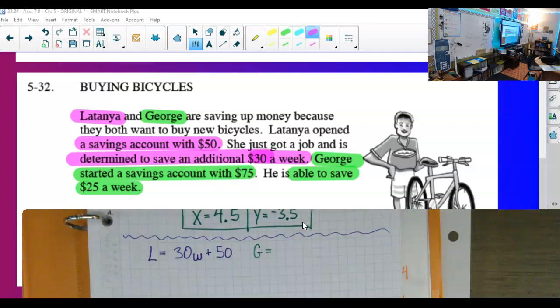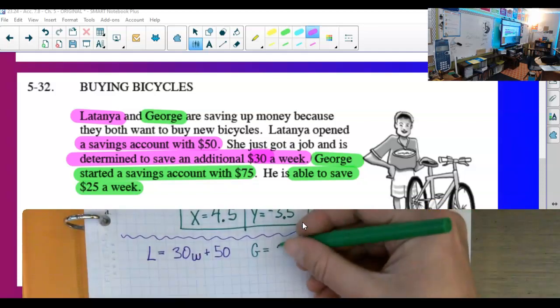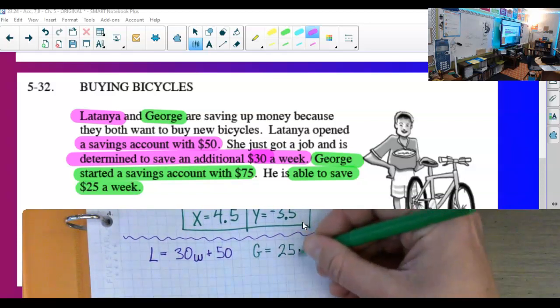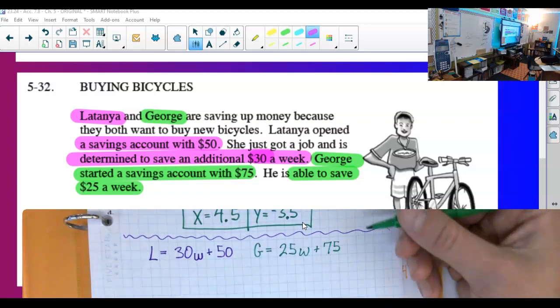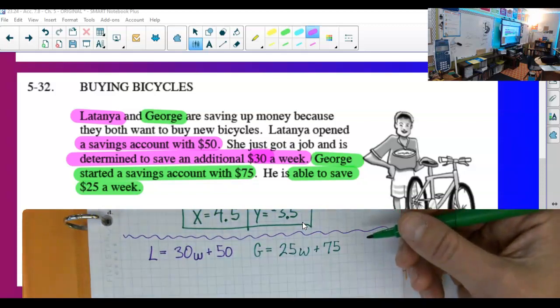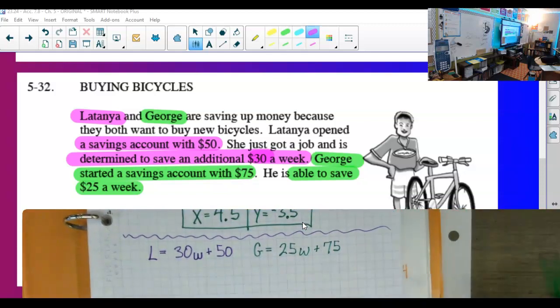Ahmad, what about George? I got 25x plus 75. 25x plus 75. I'm going to use W, though, just to play by my own rules.